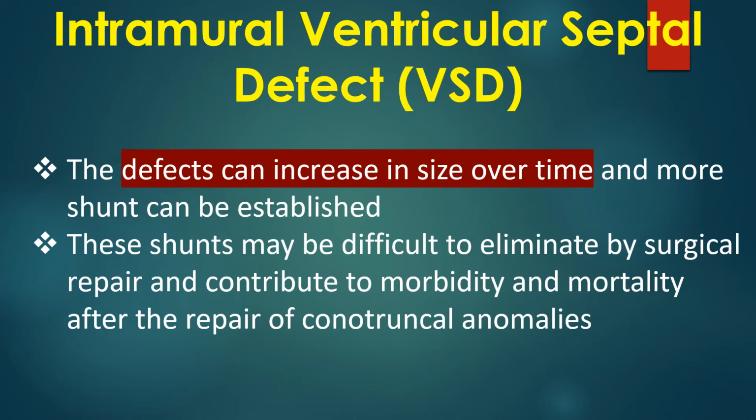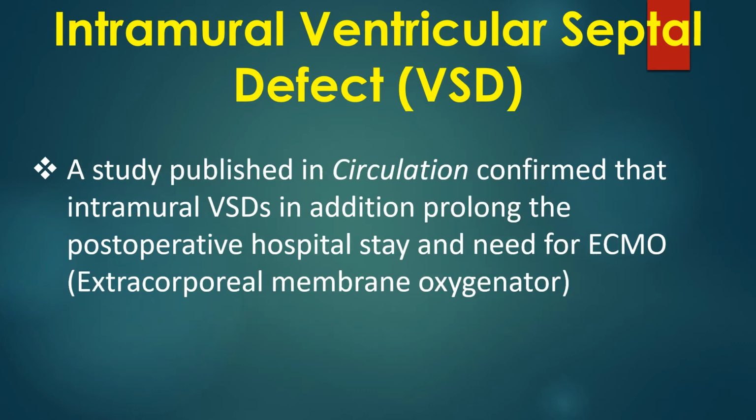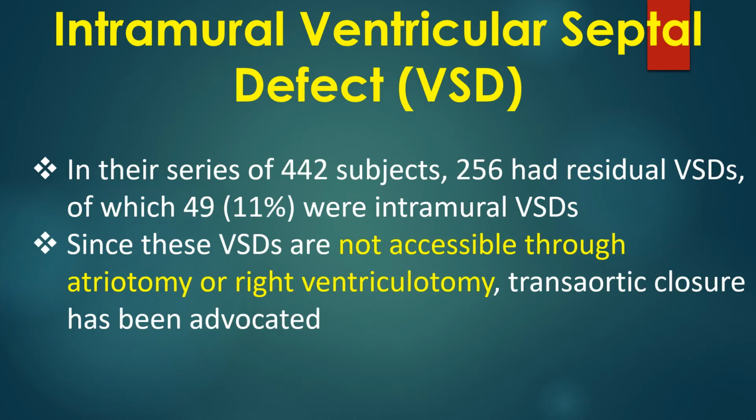These shunts may be difficult to eliminate by surgical repair and contribute to morbidity and mortality after repair of conotruncal anomalies. A study published in Circulation confirmed that intramural VSDs in addition prolong the postoperative hospital stay and need for ECMO, or extracorporeal membrane oxygenator. In their series of 442 subjects, 256 had residual VSDs, of which 49 were intramural VSDs.